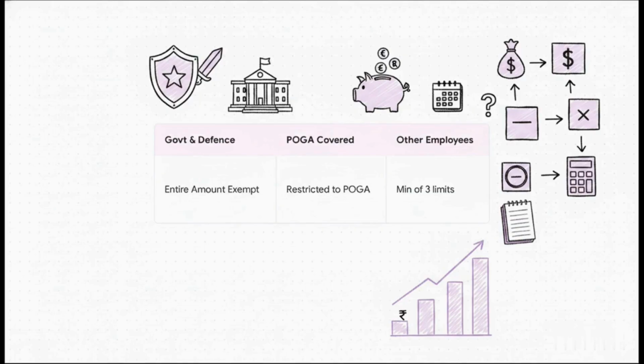Your exemption is the minimum of 3 amounts: the actual gratuity you received, the government notified limit minus any past exemptions, or the formula of half a month's average salary for the past 10 months multiplied by your completed years of service. And remember, when we say salary in this specific calculation, we strictly mean basic plus DA only.